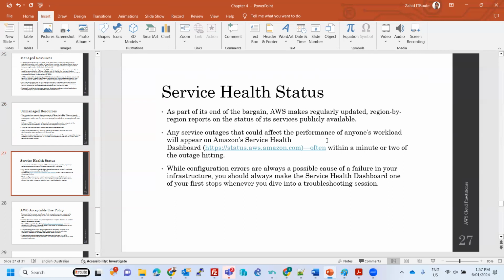Service health status. As part of its end of the bargain, AWS makes regularly updated, region by region reports of the status of its services publicly available. Any service outage that could affect the performance of your workload will appear in Amazon's health dashboard, which is status.aws, this one.